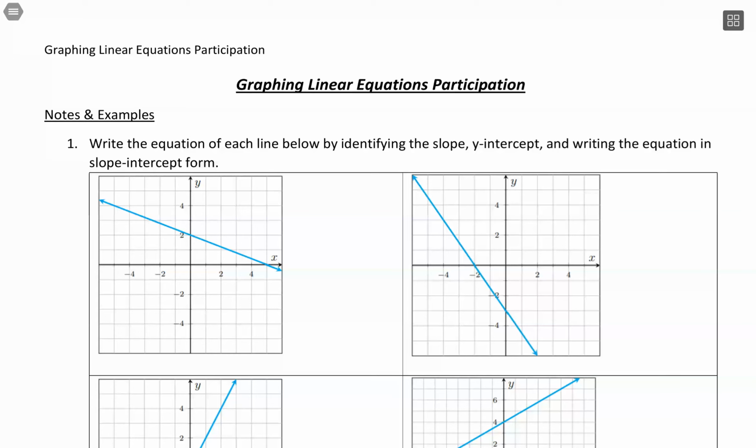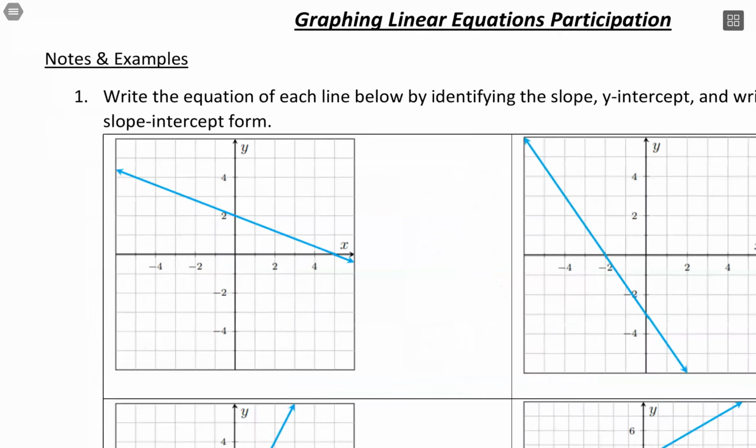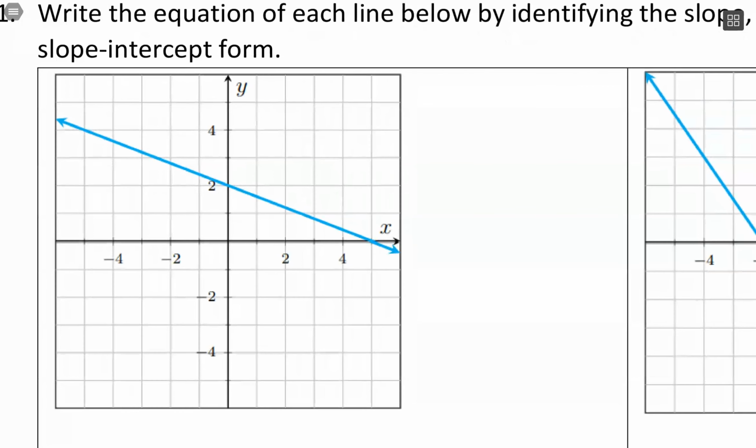In this video, we're going to look at graphing linear equations, both finding the equation and creating the graph given the equation. And we'll look at an application with linear equations. All right, so given a graph, what we need to do is to get to slope-intercept form.